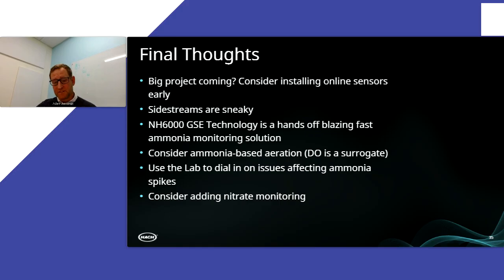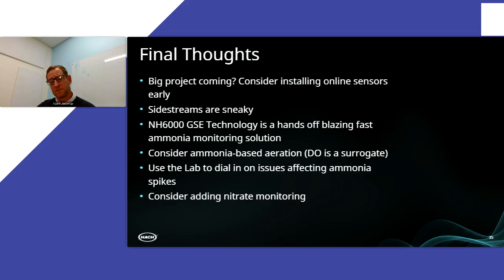Another note on the GSE technology, it's very fast. We get some really good data at proper time frames so that we can make good informed decisions, and our aeration systems can be controlled off of that data, and it's quick enough so that we can capture the changes. Again, DO is a surrogate measurement, and consider looking at ammonia-based aeration.